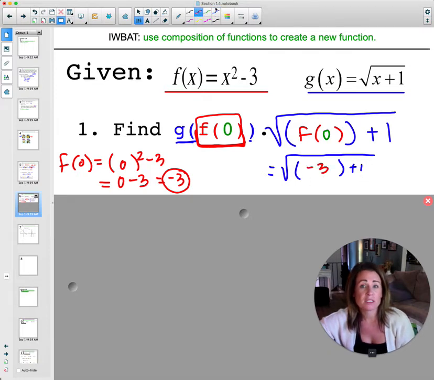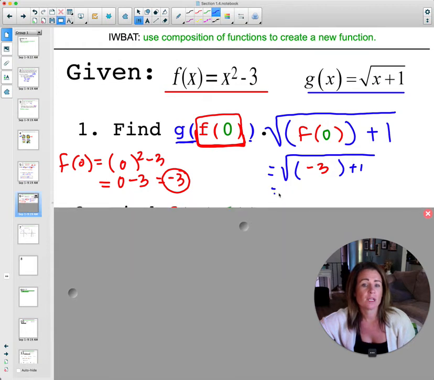So now you just simplify this. The square root of negative 2, because negative 3 plus 1, which is actually undefined. You can't do the square root of a negative number. So the answer to this, you would just say is undefined. So g of f of 0 is undefined.